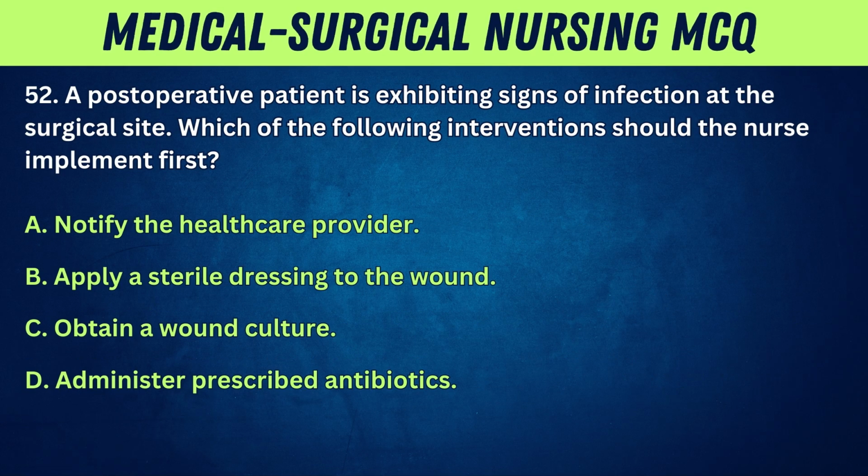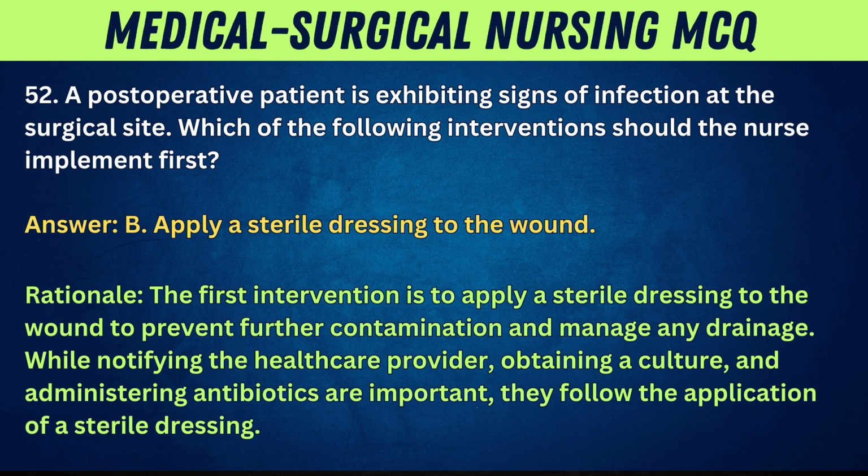52. A postoperative patient is exhibiting signs of infection at the surgical site. Which of the following interventions should the nurse implement first? A. Notify the healthcare provider. B. Apply a sterile dressing to the wound. C. Obtain a wound culture. D. Administer prescribed antibiotics. Answer: B.